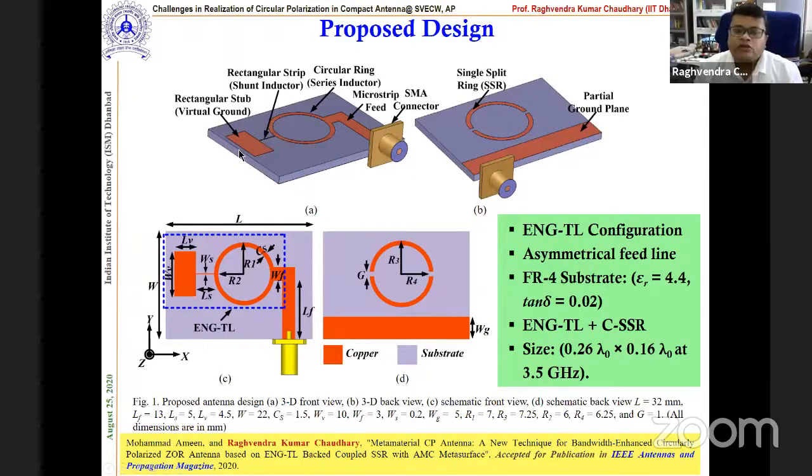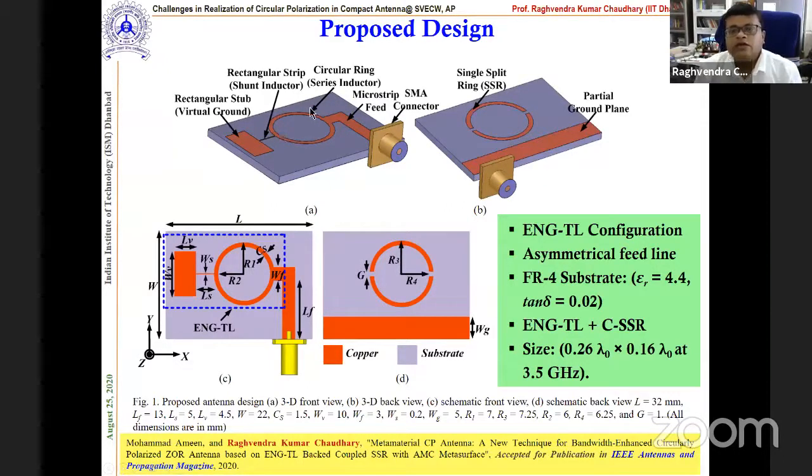Fine. So this polar structure I'm claiming here is an ENG, epsilon negative transmission line based structure. This will provide me a single resonance point, and that is actually the ZOR, zeroth order resonator. And if I plot, this will be all vertical, as I showed in the last slide.